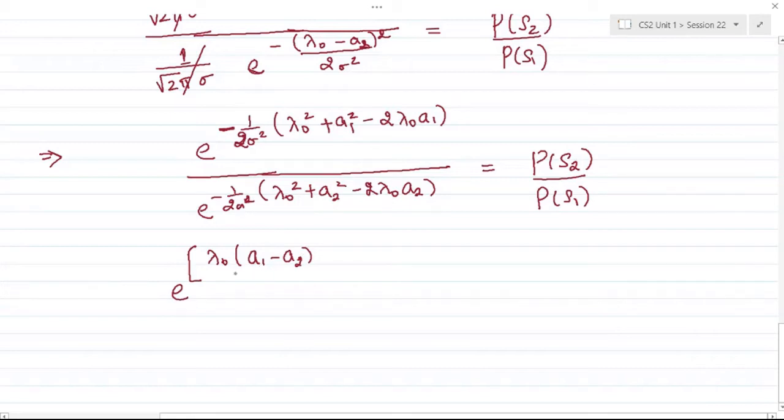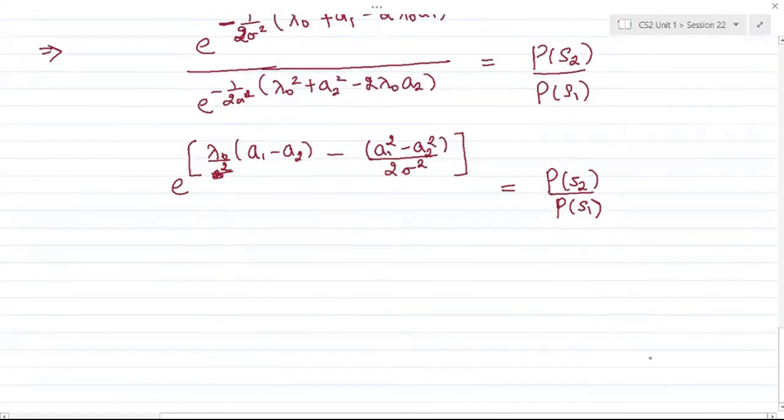The 2 and 2 get cancelled. So what is left in the denominator is simply sigma square. So then what is left is the term which is a1 square and a2 square. This is minus anyway, so if I put minus outside, I can write this as a1 square minus a2 square over 2 sigma square. So this is the exponential part, which is equal to probability of S2 over probability of S1.